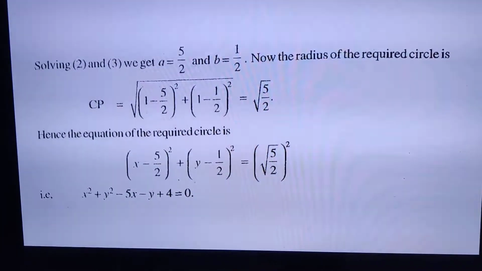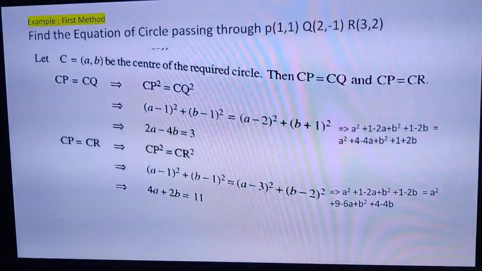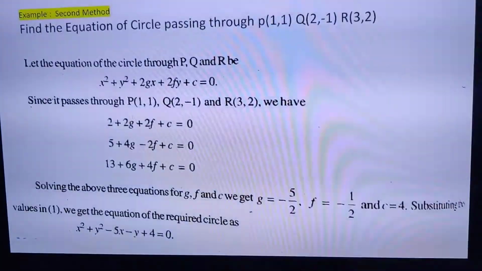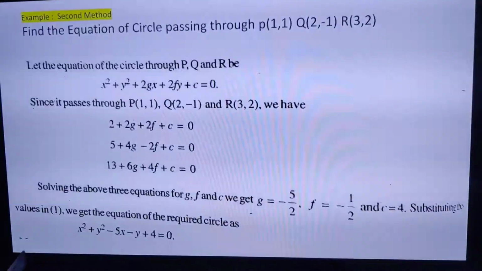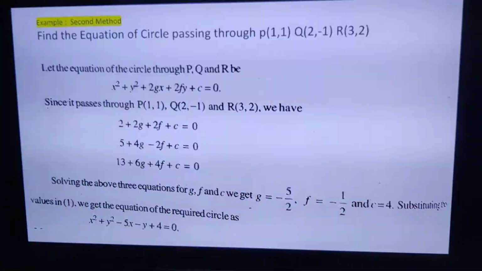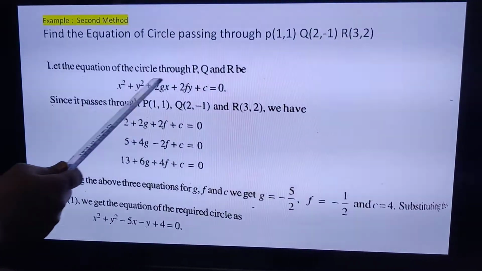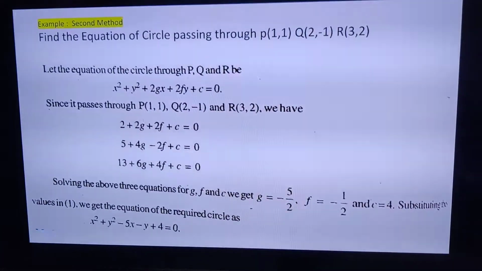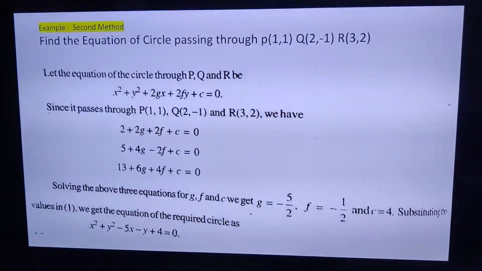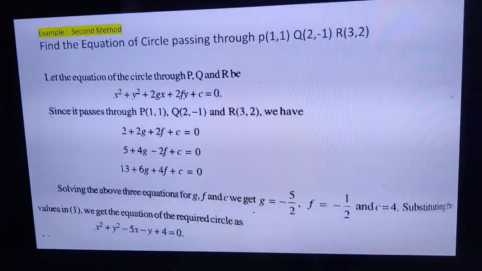We can do this problem in the second method also. In this method, find the equation of the circle passing through P(1, 1), Q(2, minus 1) and R(3, 2). Let the equation of the required circle through PQR be the general equation of the circle: x square plus y square plus 2gx plus 2fy plus c is equal to 0.